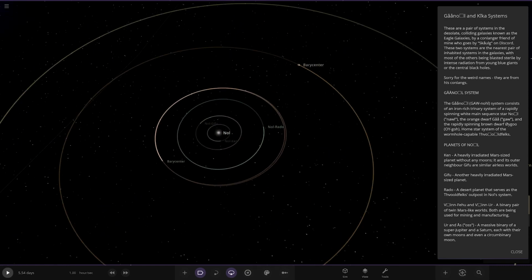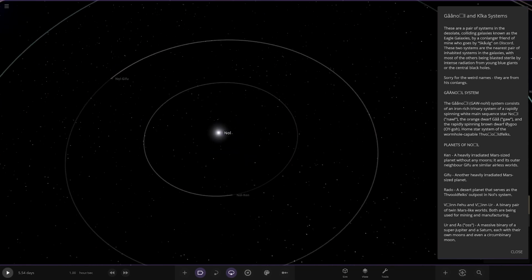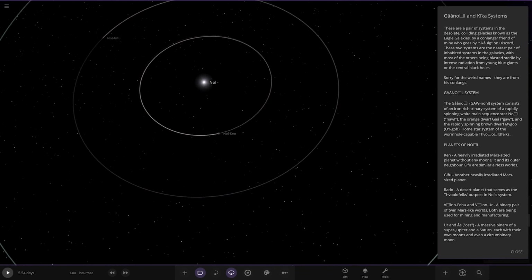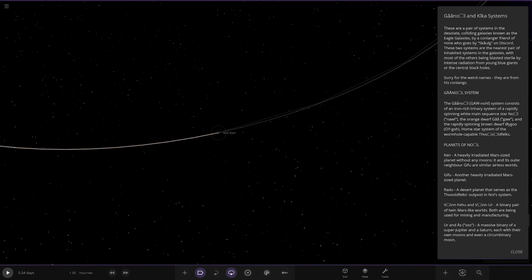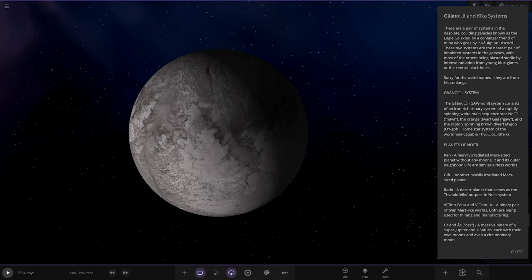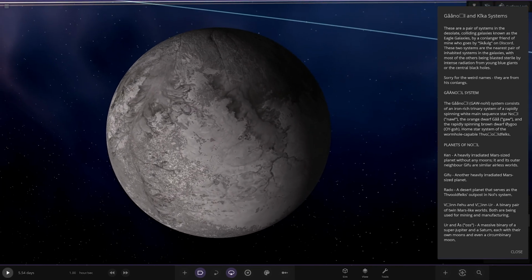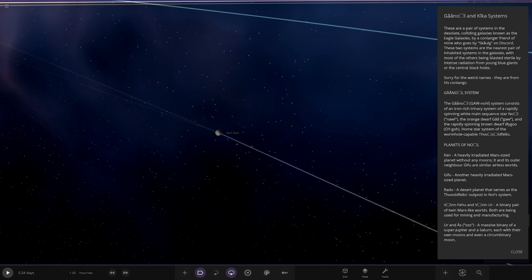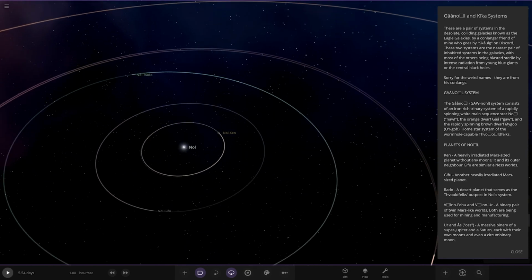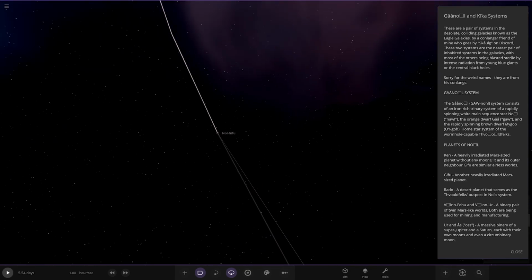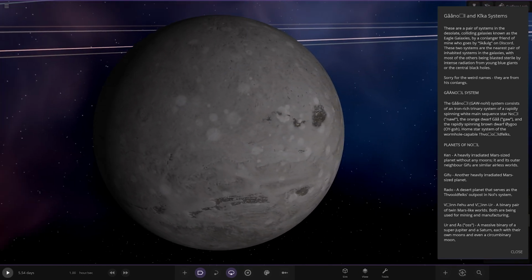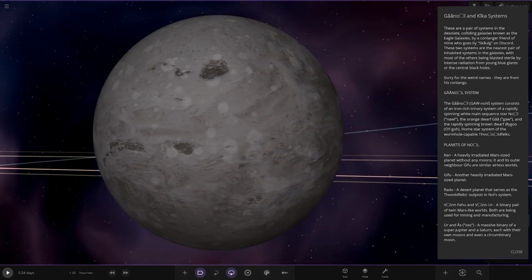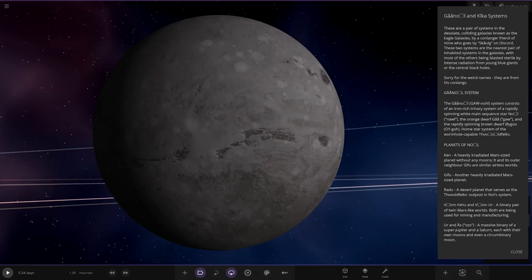Okay, cool. Right, so first of the planets is this one here. So Ken. Right, let's see what this one has. A heavily radiated Mars-sized planet without any moons, and its outer neighbour Gifu are similar airless worlds. Okay, so let's go to Gifu, which is the next one. So another heavily irradiated Mars-sized planet. So there it is there. Quite a cool surface texture on that one, actually. Nice.